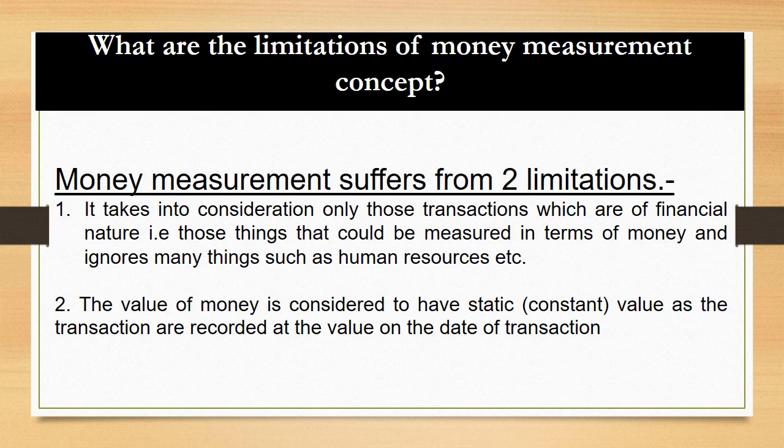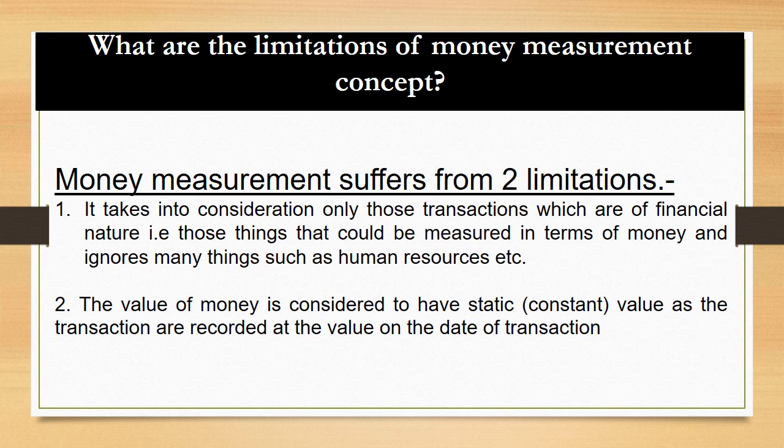Now, after knowing the meaning of the term money measurement concept, we should also know that it creates certain limitations for accounting. Those two limitations are, first, it takes into consideration only those transactions which are of financial character. It means all other transactions, whatsoever importance they may have, if they are of qualitative nature, must be ignored.